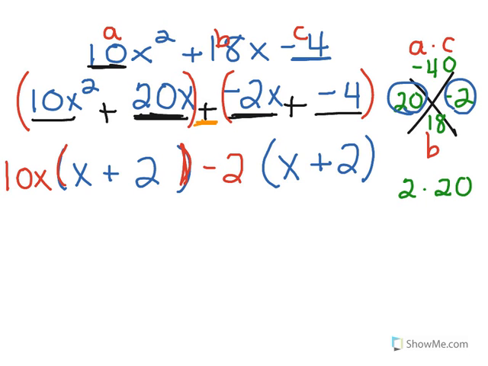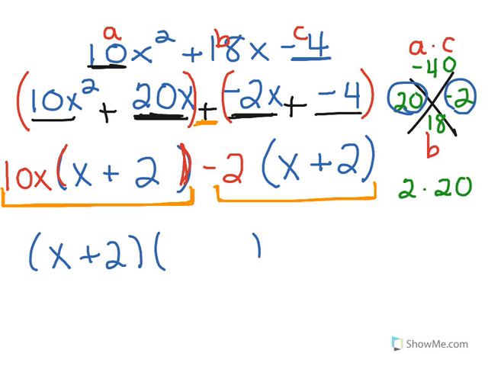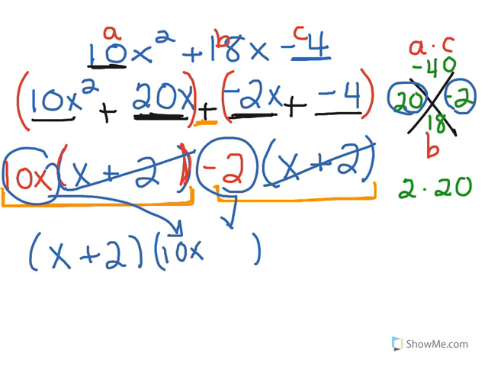Okay, so now as I look at these terms, this is the first term, and over here is the second term. What those two terms have in common is they both have the quantity x plus 2. So now I'm going to factor an x plus 2 out in front. That means I'm taking it out of this term, and I'm also taking it out of that term. And that leaves behind a 10x and a minus 2. Okay, 10x minus 2.